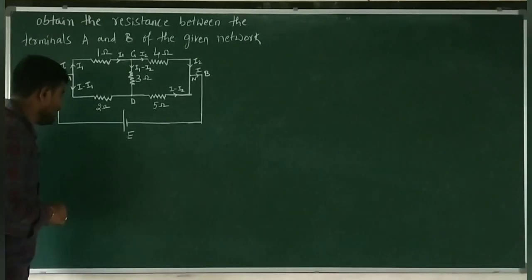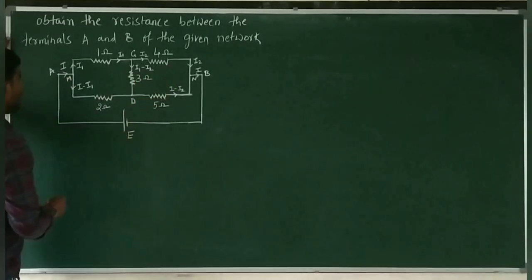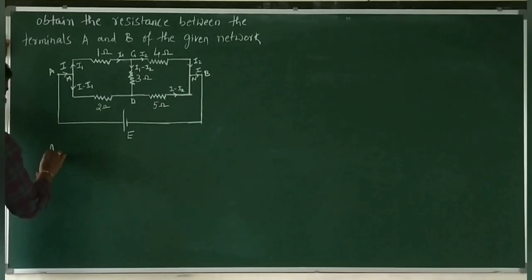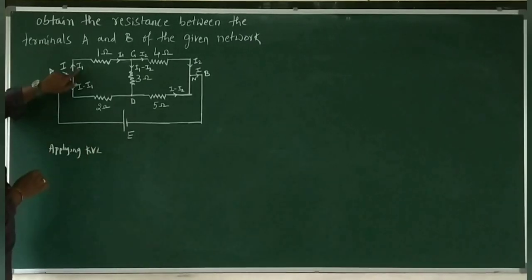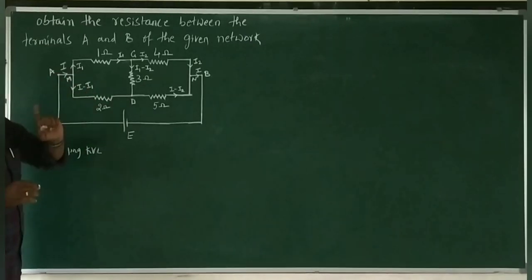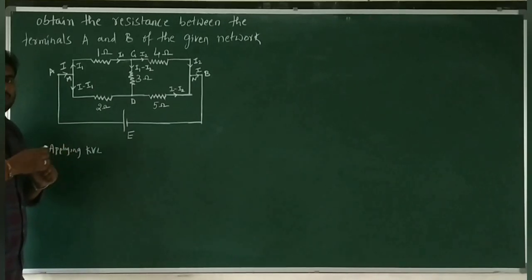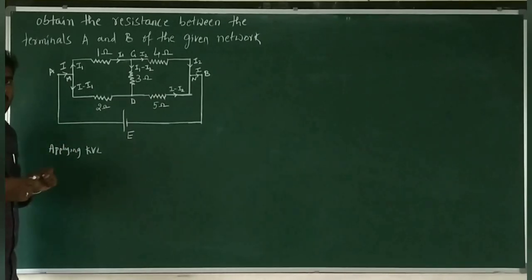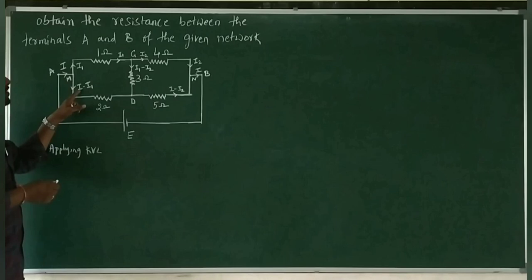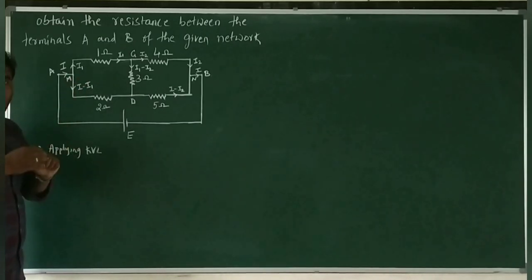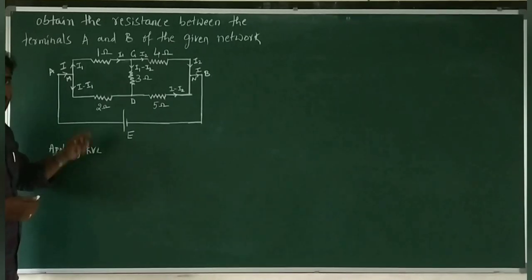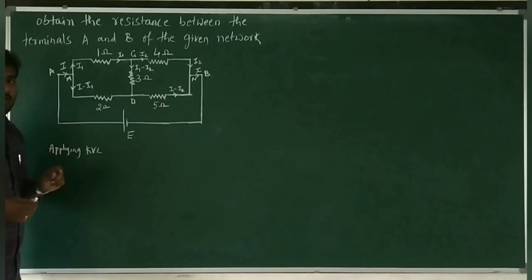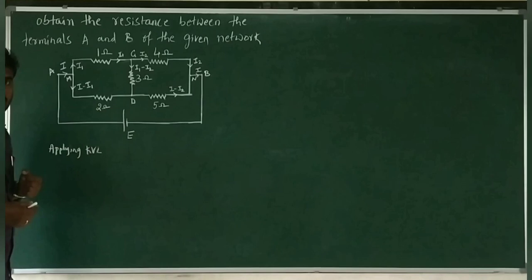Now we shall apply KVL. I have already told you these I1, I2 and I are unknown currents. We are supposed to find out the values of these unknown quantities, and we should keep the unknown quantities as few as possible, because the process becomes complicated if more unknown quantities are there.